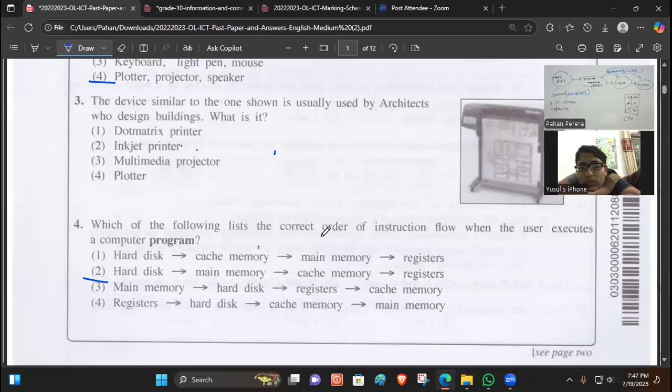Okay, then for example, think what will happen if the CPU directly accessed the hard disk. It will take a long time to process the data because the hard disk is very slow. Am I correct? For that reason, they use this kind of technology.